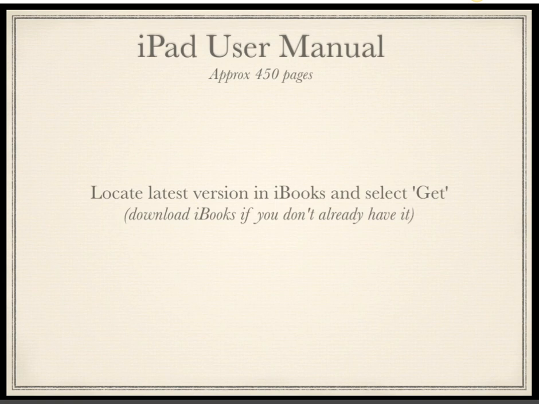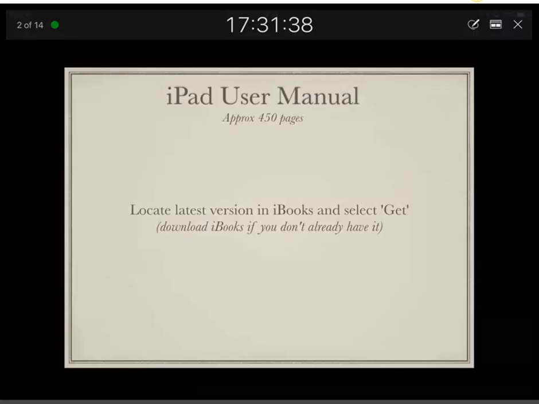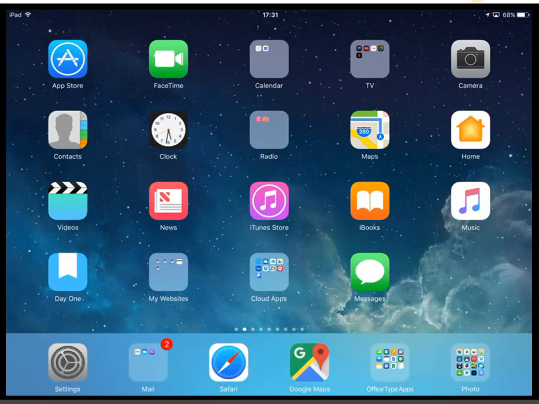You can see it's located in iBooks, or it will be in iBooks once you've downloaded it. And you actually get it by going into iBooks. Let's go through how you do that. We go back to our home page. Now, if you can see over here, I've got iBooks. You should have it somewhere on your iPad. Just touch on that.